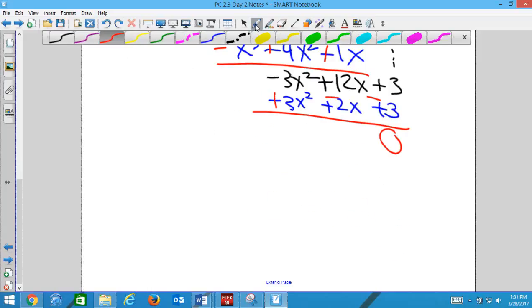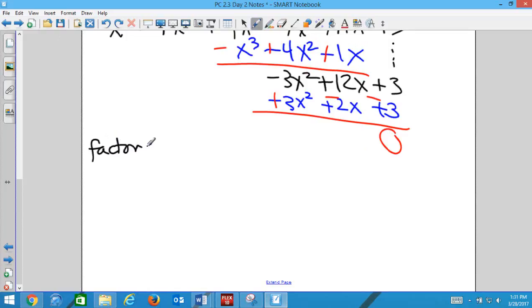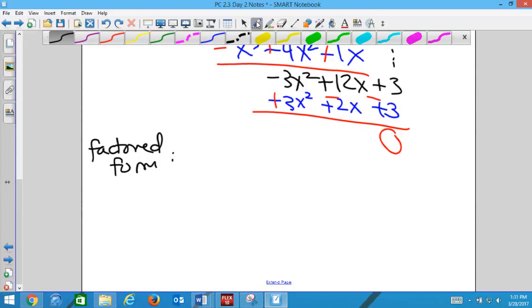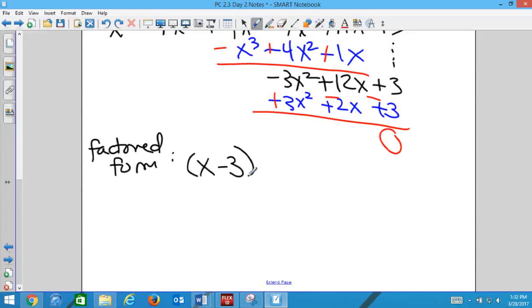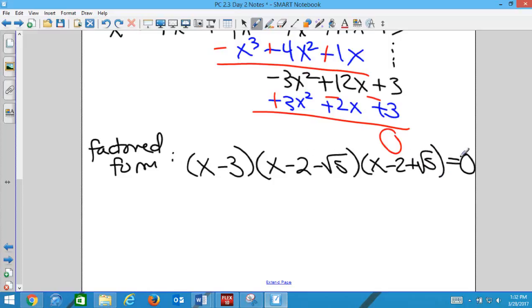So let's write it in factored form. This one is not f of x, is it? This one has the factors and it has equals 0 at the end. So we'll just keep it in the same form they gave it to us in. Our first factor is x minus 3. It doesn't really matter the order. Another factor is x minus 2 minus radical 5. And then x minus 2 plus radical 5 equals 0. So just keep it in the form that they give it to you in. If they say equals 0, leave it as equals 0. The only thing you changed was factor.